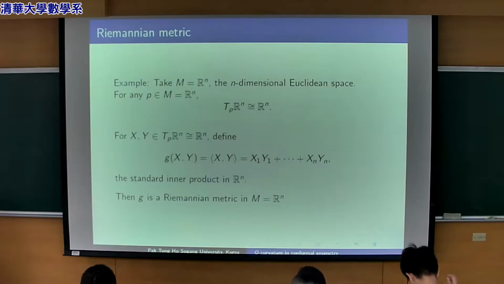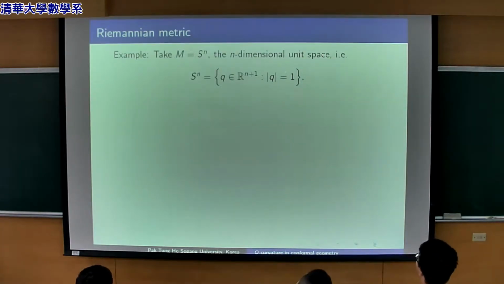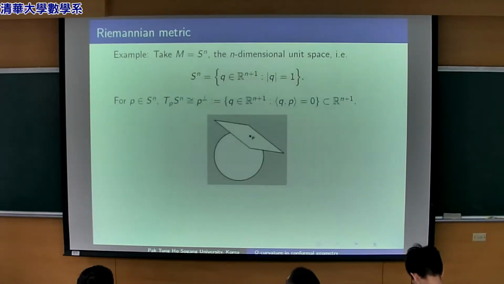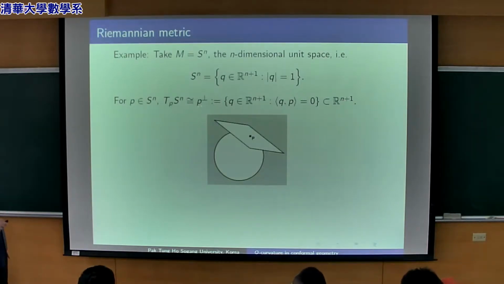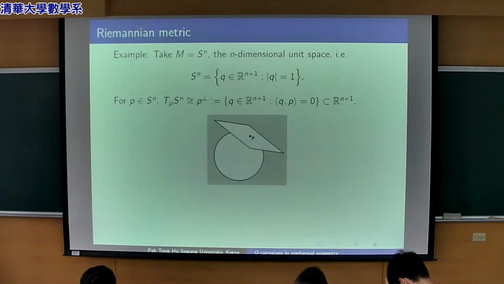If this is too easy for you, here is something a little more complicated, the sphere, which is also quite easy. This time take the manifold to be the unit sphere, which means you take all the unit vectors in the (n+1)-dimensional Euclidean space. This forms the n-dimensional unit sphere. It is easy to see the tangent space at each point p is this set, which I call p perp. It contains all the vectors orthogonal, or perpendicular, to the vector p. Looking at this picture it is quite clear: this is exactly the tangent space of the sphere at p.